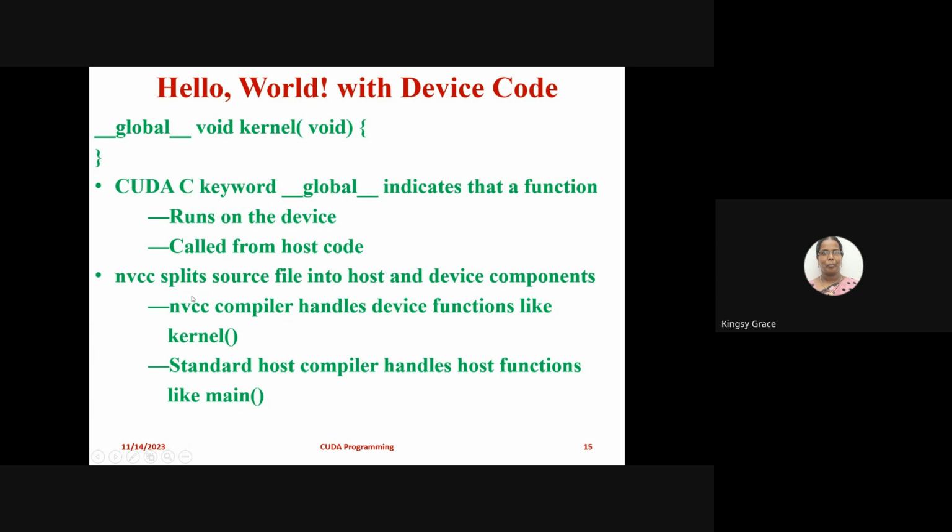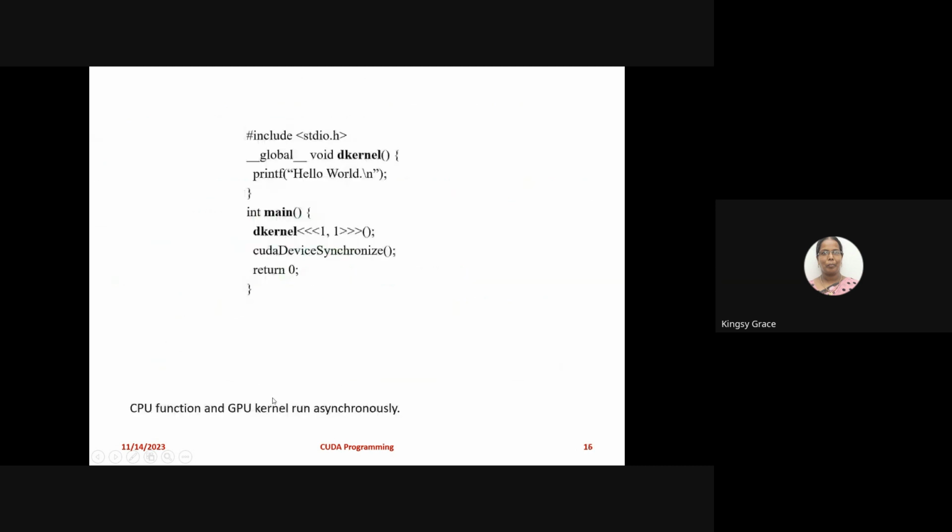Already I have explained this one. NVCC splits the source file into host and device components. The NVCC compiler handles device functions like the kernel, and the host compiler handles host functions like main. So the kernel function is handled by the NVCC compiler, and the host compiler handles the main function.